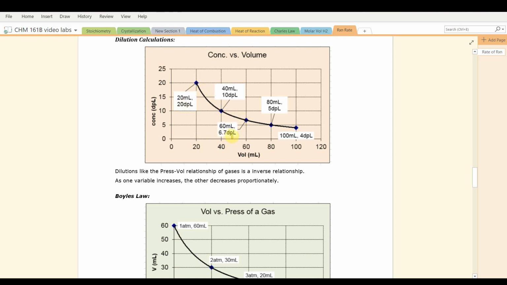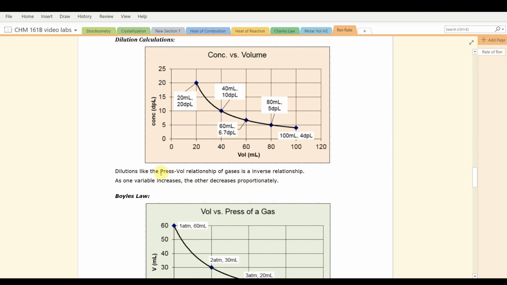to 6.7. When we increased the volume by a factor of 4 from 20 mils to 80 mils, then the concentration decreased by a factor of 4 from 20 drops per liter down to 5 drops per liter, and so on. So this is an inverse relationship. As one variable increases, the other decreases proportionately.